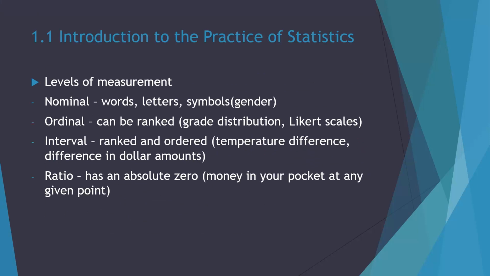A good example of an absolute 0 could be money in your pocket at any given point, or in your wallet. You could have $20, you could have $58.25, you could have no money. You'd have $0. That has an absolute 0.